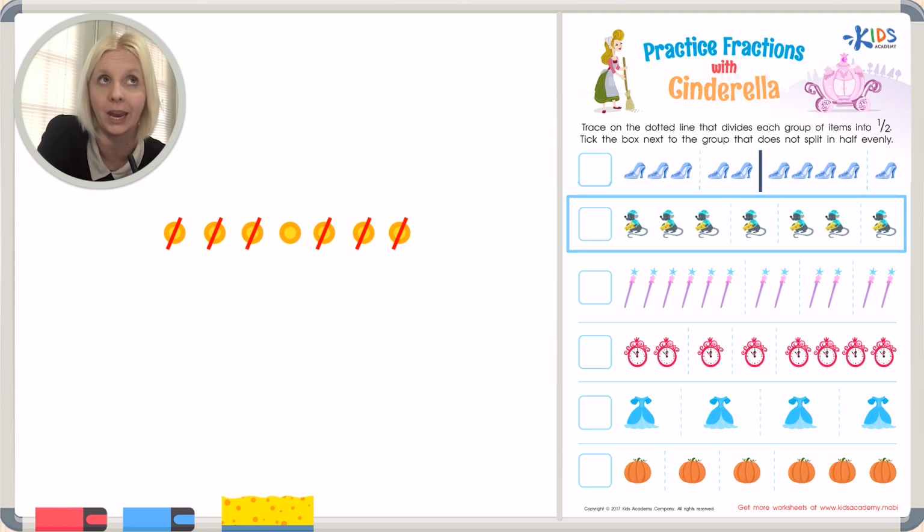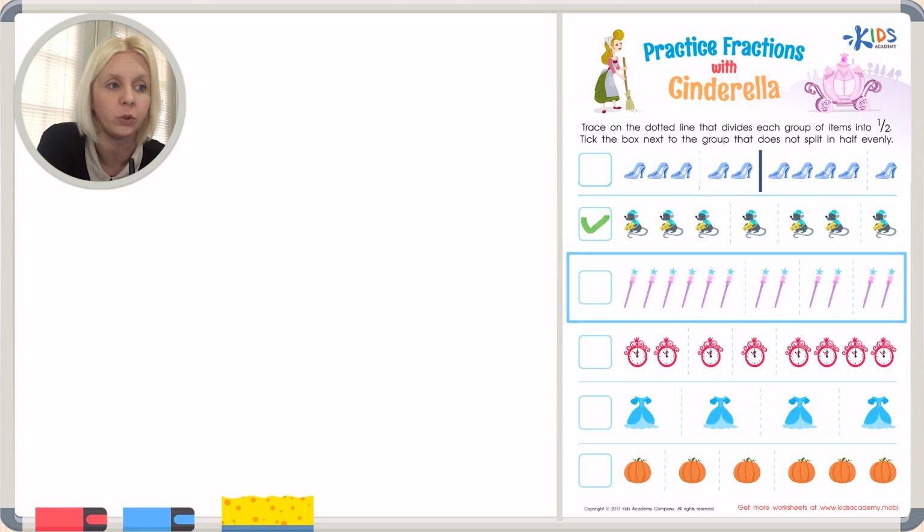Now, actually, you probably can't, but those are other kinds of fractions. That doesn't divide evenly. So on this one, remember the last direction that says tick the box next to the group that does not split in half equally? This one, we're actually going to come over here and we're going to tick that box because unfortunately that one we can't divide up evenly, right? Because 7 is not an even number. Do you remember that with even and odd? 7 is an odd number. That means that there's one odd one out. So that one's not even, okay? Let's go down to the next one.